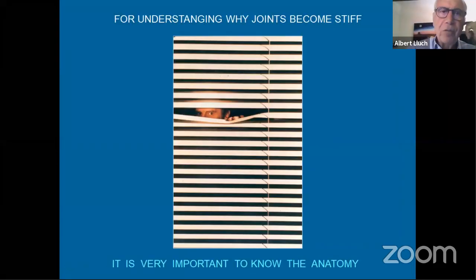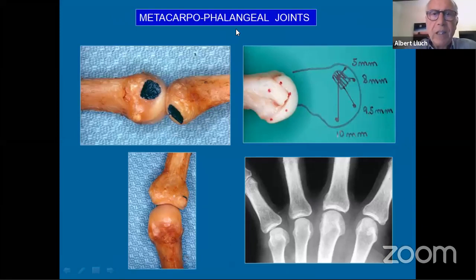So now let's go for the anatomy. What's the explanation? What's the rationale for this position of joint immobilization? First, we'll look at the metacarpophalangeal joints. Here on the left, we see the metacarpal. In black, the origin of the collateral ligament. Here, the proximal phalanx. And here, the insertion of the collateral ligament.